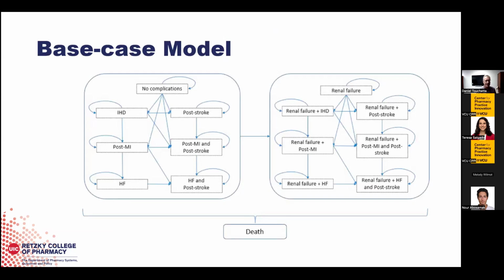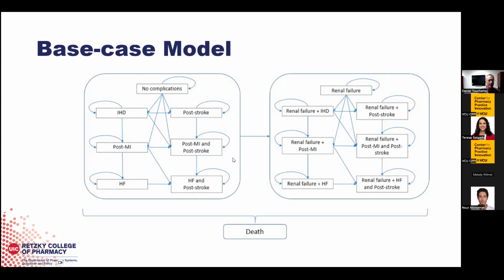Here is our base case model. So you can see there are a lot of potential health states that patients can move in and out of, but we start out with no complications for the majority of our patients. And then they could have ischemic heart disease, they could have a stroke and end up in this post-stroke state, have an MI, end up in the post-MI state, and then combinations of these. They could be post-MI and post-stroke. And then for those with heart failure, they could be heart failure alone or heart failure and post-stroke.